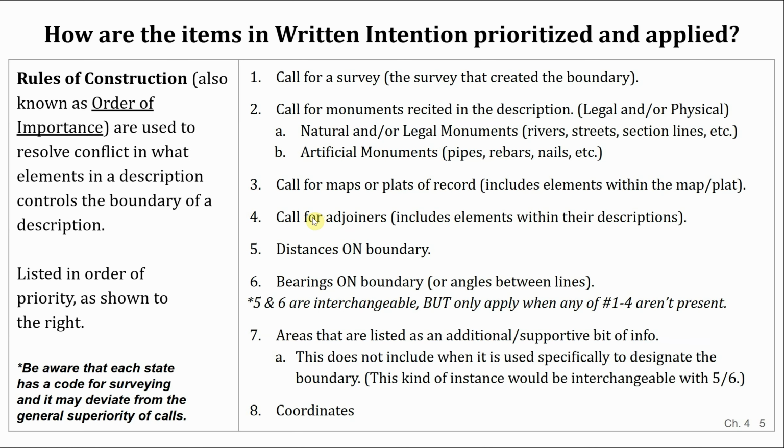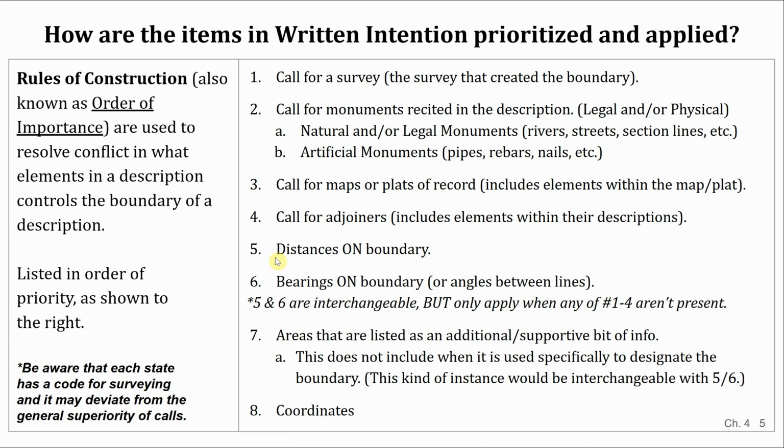All right, number 5, distances on boundary. An example of this would be a call like 432 feet along the center line of the road. So a boundary is provided, the center line of the road, but the distance is what we have to hold. We're going to only go 432 feet.